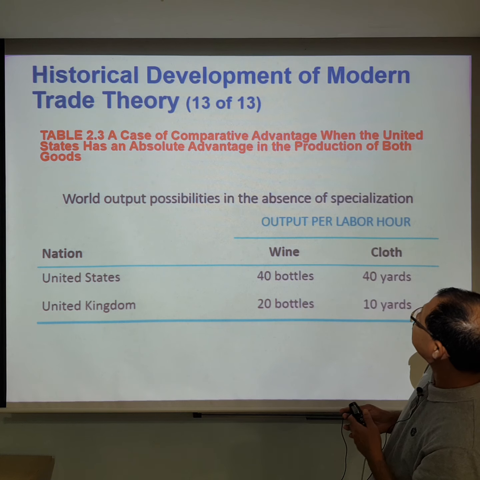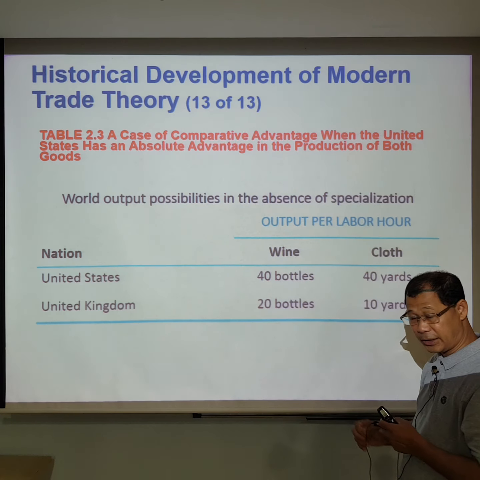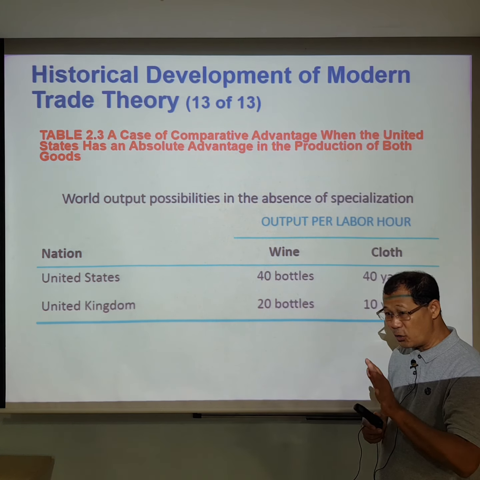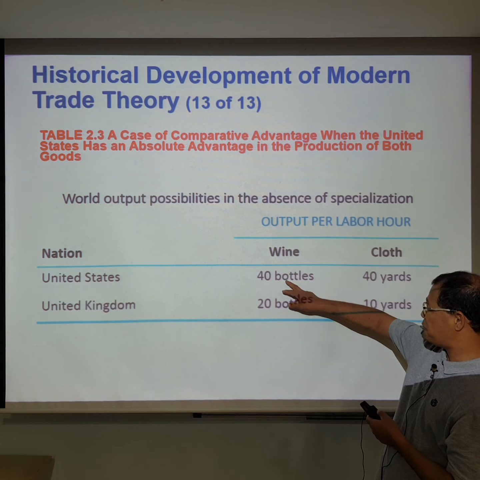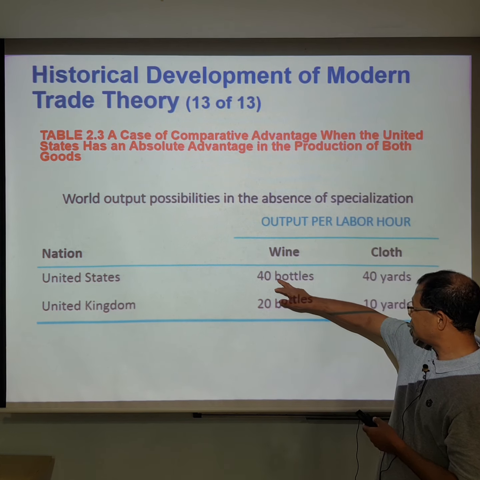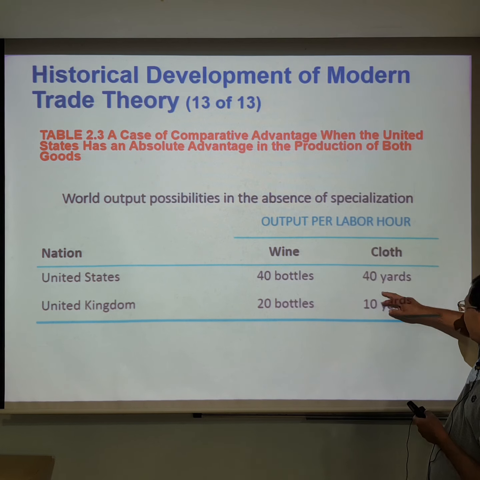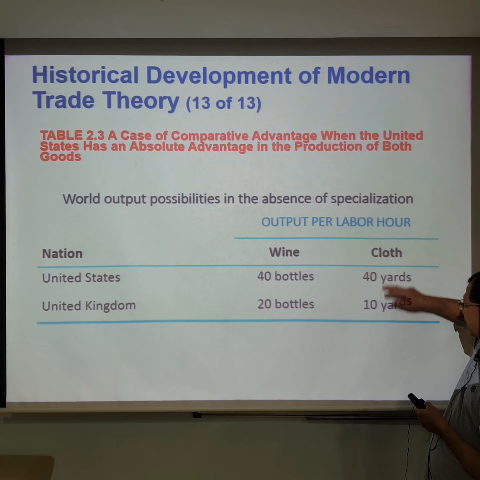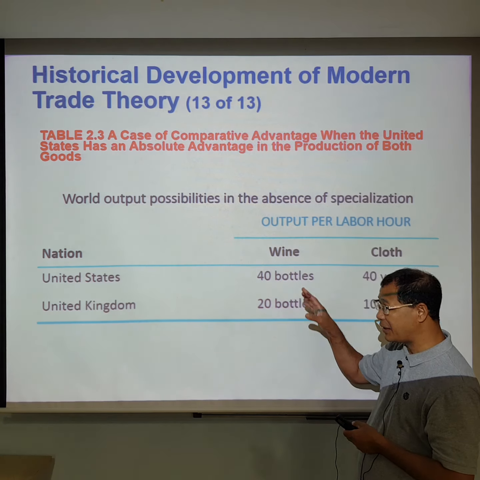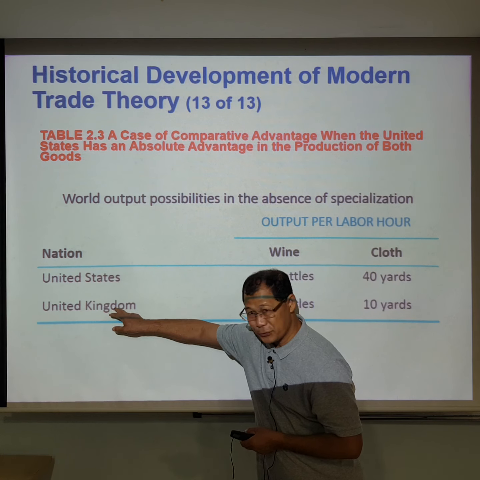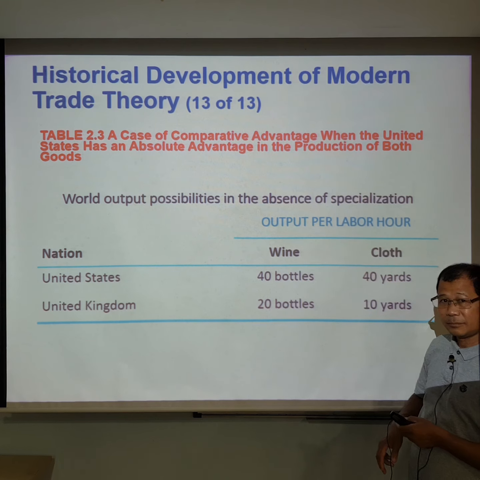So here comes the comparative advantage. Look here, the one that I was talking about, where Smith would say no trade. Trade is not going to happen because the United States is more efficient in both. In wine, 40 bottles compared with the United Kingdom. In clothes also, 40 compared with. So according to Adam Smith, trade is not going to happen because the United States does not need the UK, because the United States is efficient in both goods.